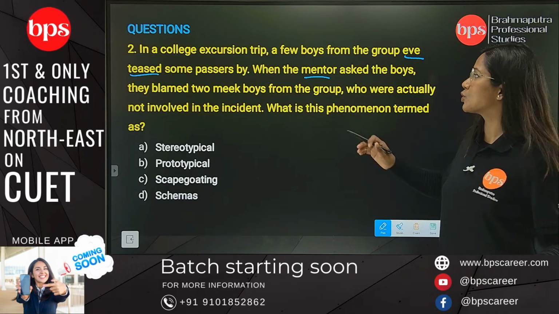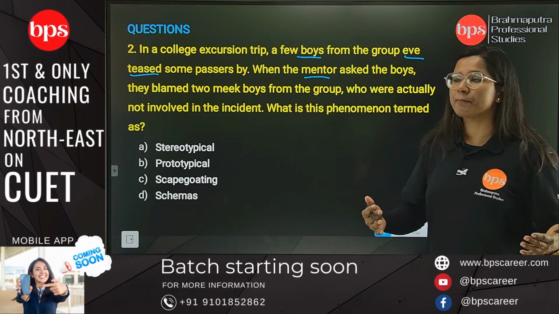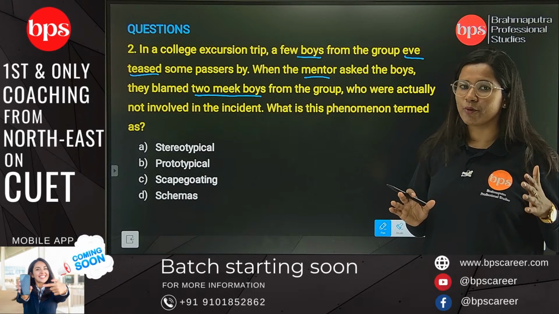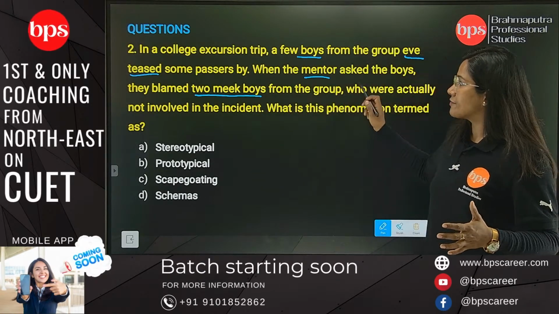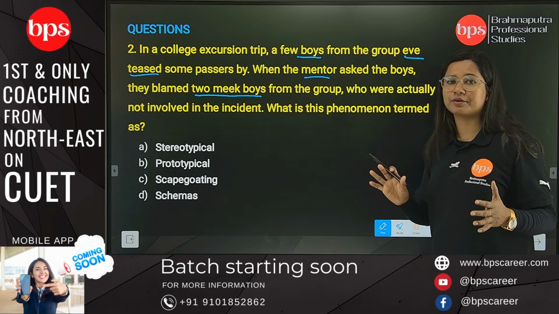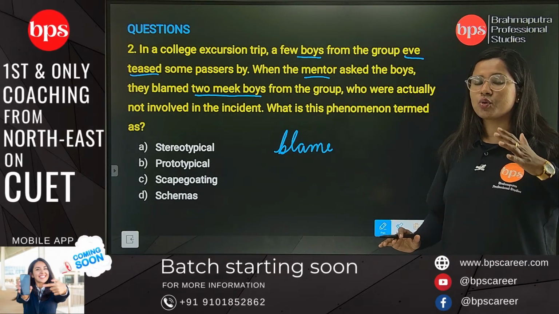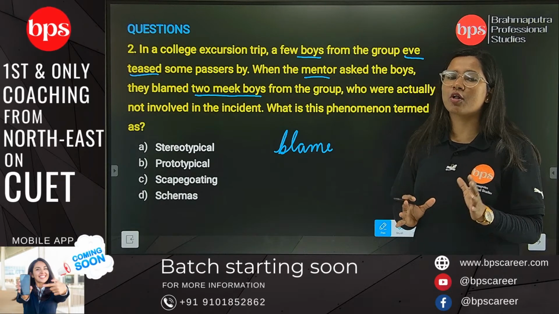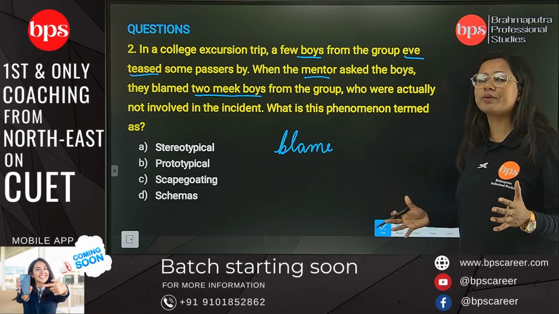And at that time, this group of people who were actually responsible for the entire incident gave the blame upon 2 meek boys. Meek means the silent and the resilient boys. So these few boys blamed these 2 meek boys of the incident of teasing. So the question is, what is the phenomenon termed here? When you are blaming someone, you are actually shifting your problem to someone else who is not actually involved in the entire incident or the circumstances. So what we term it as, we will go with the options.